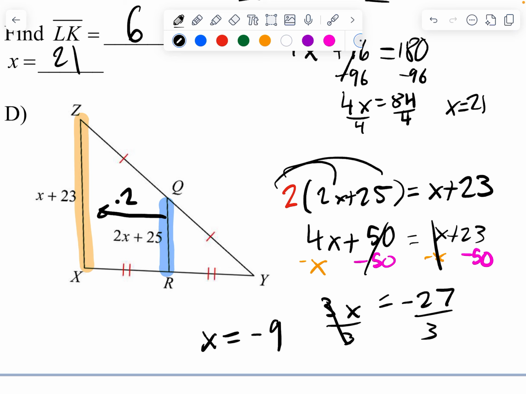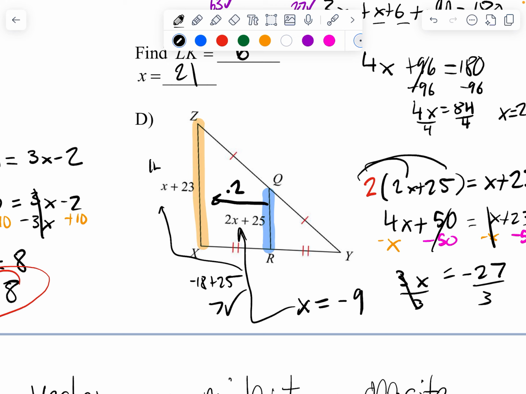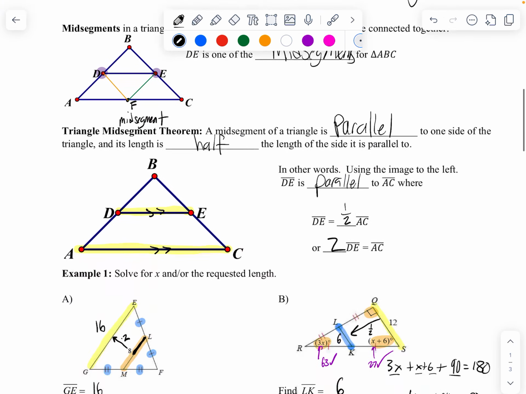Now double check, right? Negative numbers, you might be freaking out. It's like, it's a negative, can't have negatives. Can't have negative lengths. Double check to make sure it works. So we plug it in, we get 2 times negative 9, that's negative 18, right? Plus 25 gives us the positive value of 7. That's actually okay, right? Now in the other one, we get negative 9 plus 23. And when we get that, let's see, that's what, 14? That's a positive number, meaning, yes, you have a negative solution, and that's not a problem, right? Because we had positive lengths when we plugged it back in. So there you go, that is mid-segments.